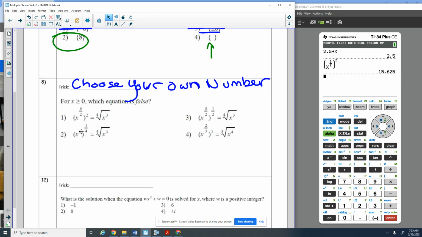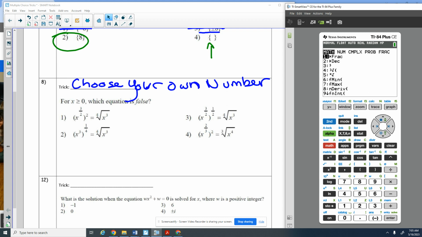Does that equal the 4th root of x cubed? So I need to go to the math menu to get my x root. That's number 5. So the 4th root of x to the 3rd.